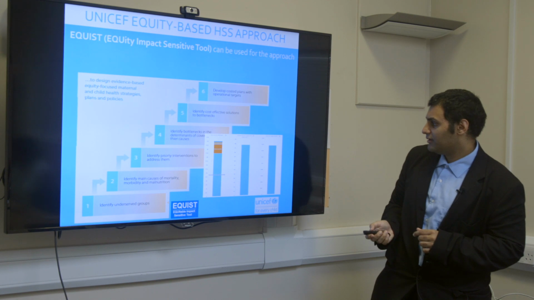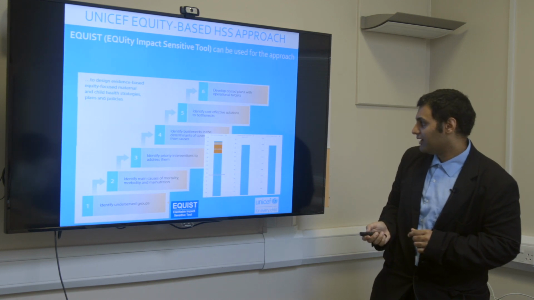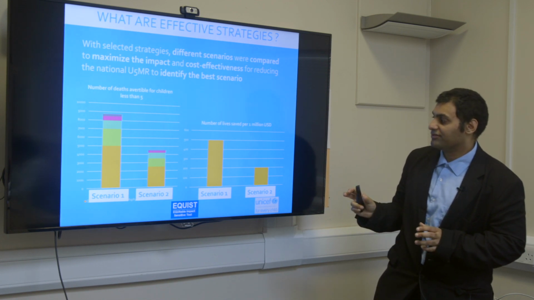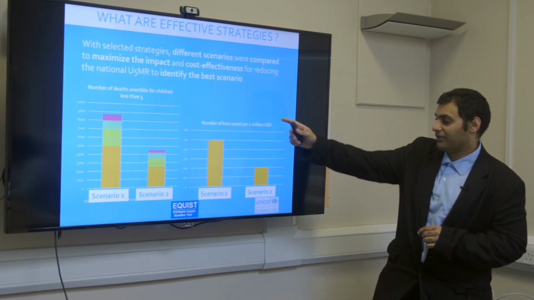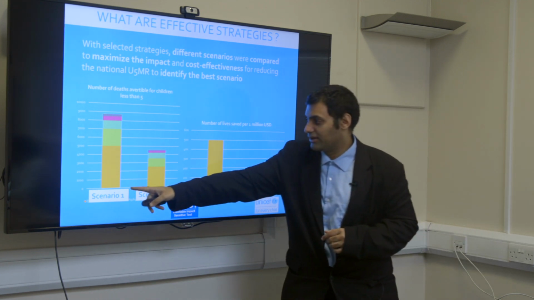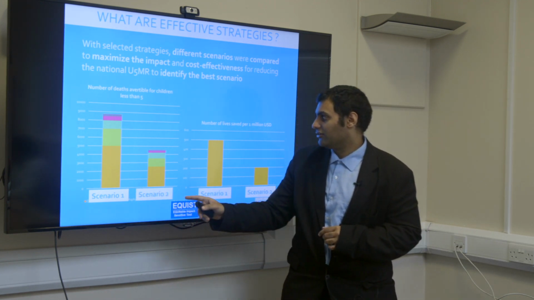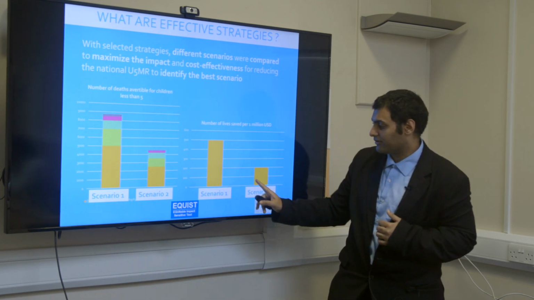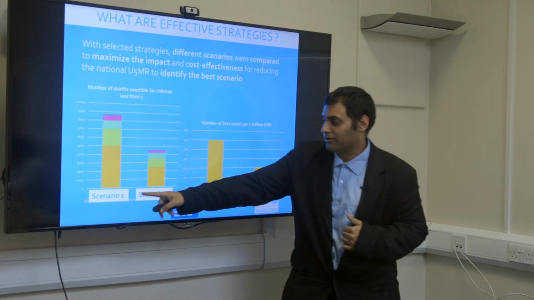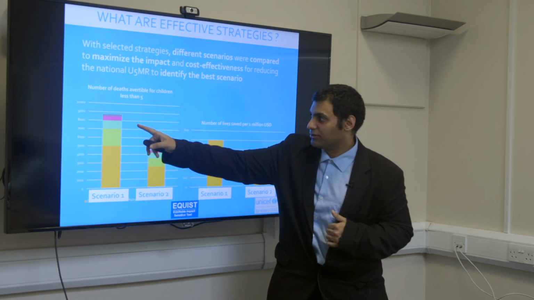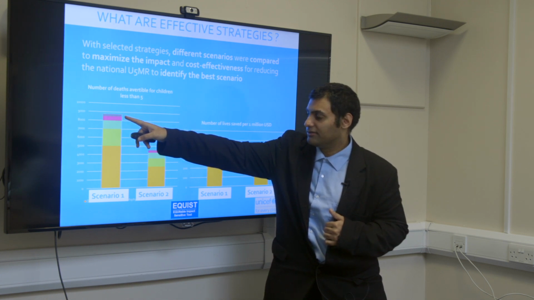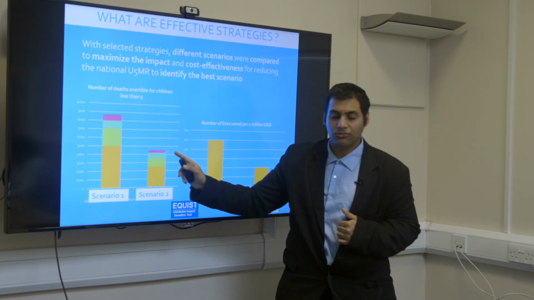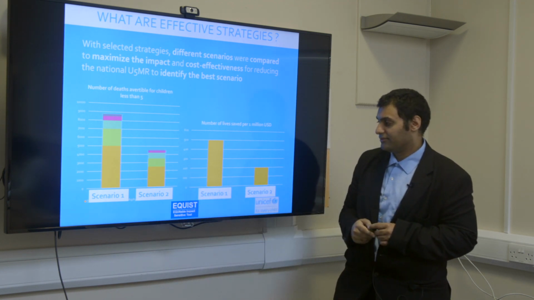Right. So then moving on, we also have, with selected strategies, you can make this comparison in terms of how many deaths one can avert from one scenario to the next, and also number of lives saved per $1 million US as well, one compared to the next. So if we're looking at scenario 1, we're looking at how many lives were saved total here. It's close to 9,000 deaths averted by different causes. And then scenario 2, 4,500 deaths averted.